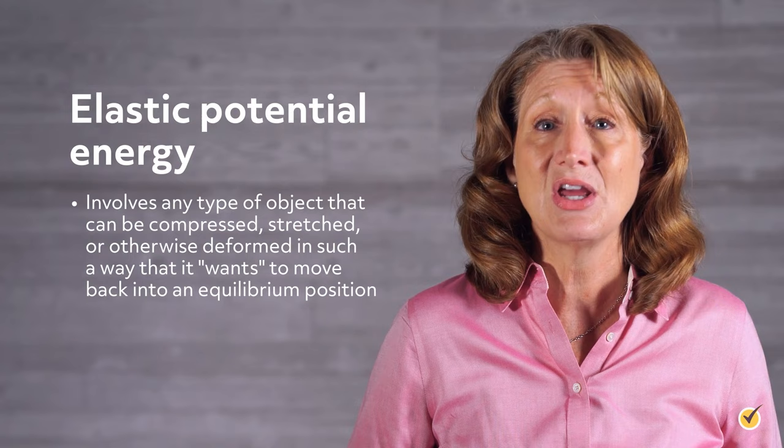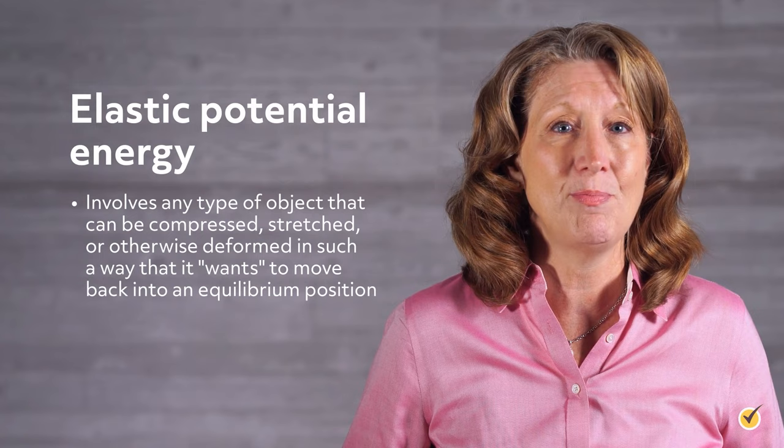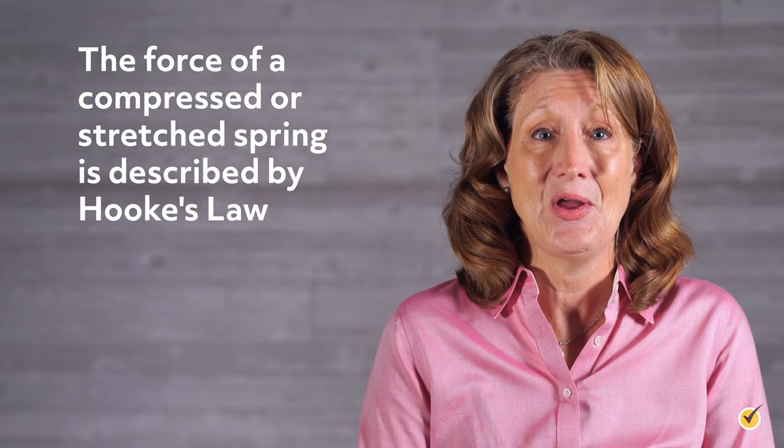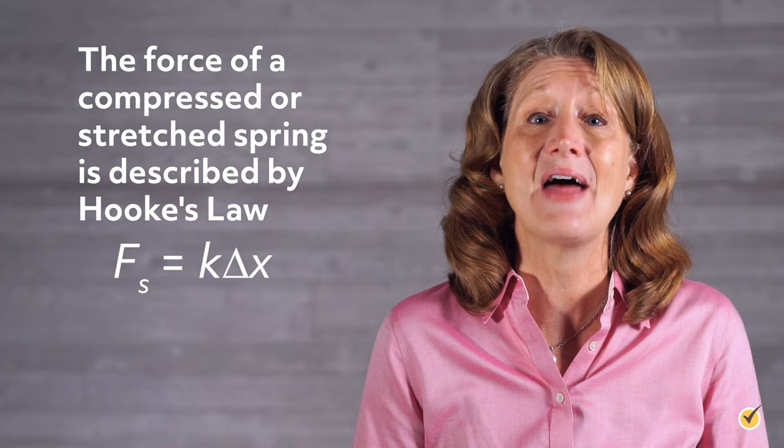Another type of potential energy is elastic potential energy. Elastic potential energy involves any type of object that can be compressed, stretched, or otherwise deformed in such a way that it wants to move back into an equilibrium position. Common examples are springs or rubber bands. Elastic materials all have a spring constant, k, that is dependent on the material and describes how elastic it is. The force of a compressed or stretched spring is described by Hooke's law, where k is the spring constant, and delta x is the distance that the spring has been displaced.